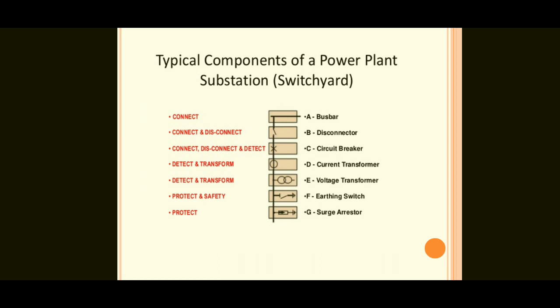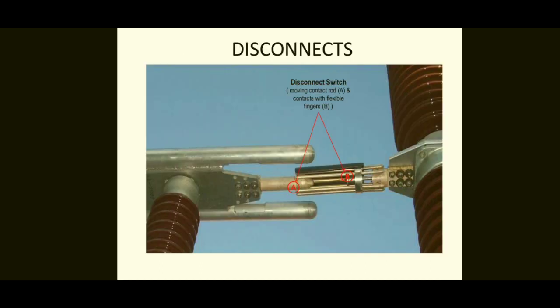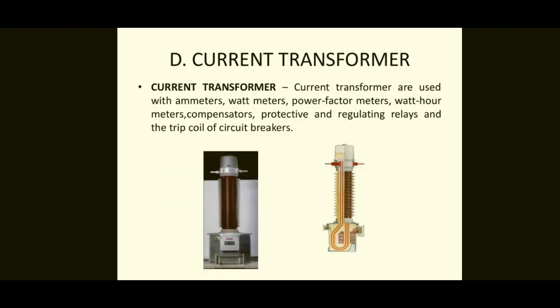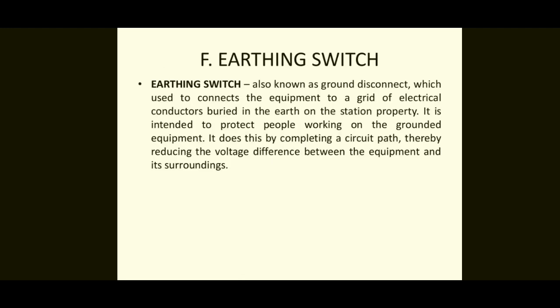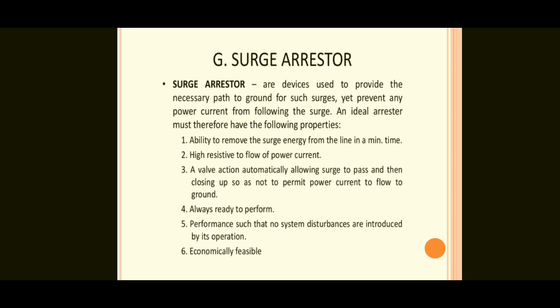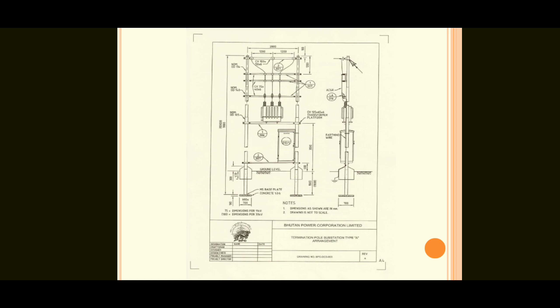Next, various components of substation: bus bars, disconnects, circuit breakers, current transformers, voltage transformer, earthing switch, surge arrestor. These are the major components. So the single line diagram was also discussed.